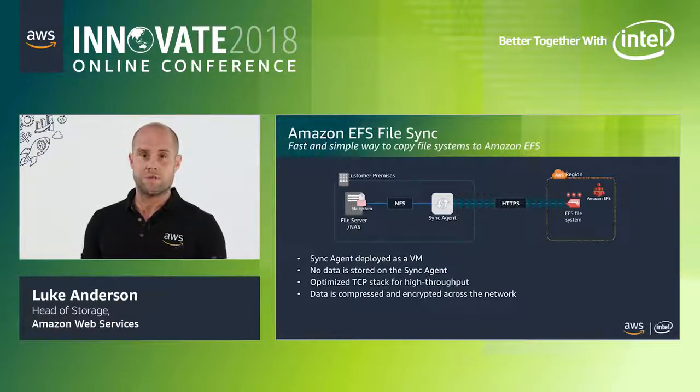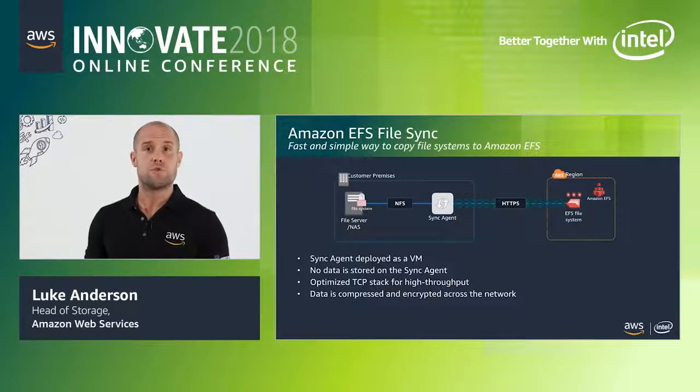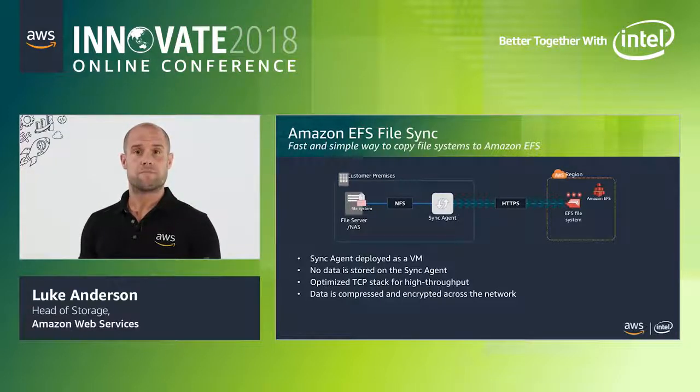This sync agent runs in a virtual machine as seen on the left-hand side of the slide. The virtual machine connects via NFS to your file server or NAS device. Then you'll have an NFS export of a file system that you can copy in its entirety, or you can connect directly to a subdirectory and just move this subdirectory to EFS. Once the connection is established, we'll move all the required data off into AWS.